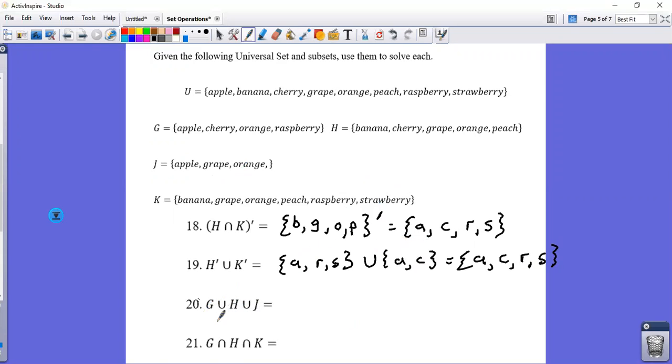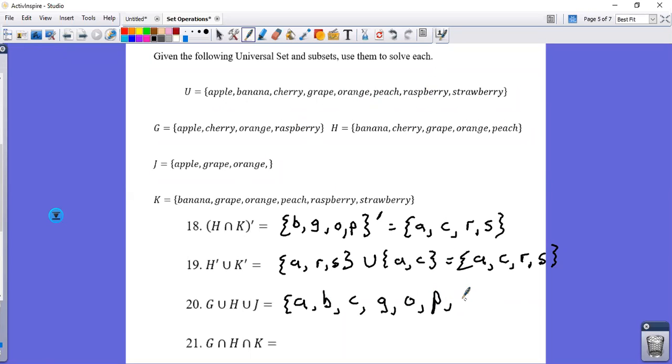If you're going to union 3 things, you're just putting them all together. So in this case, I'm going to look and say, does any one, the G, the H, or the J, do any of those have an apple? So I'm going to look at the universal set and see, because for the union, just one of them is enough to put it in the union. There's a banana from H. Does one of them have a cherry? Yeah, G has a cherry. Does one of them have a grape? Yes. Do any of them have an orange? Yes. Do any of them have a peach? Yes.